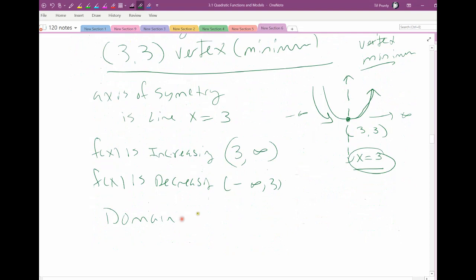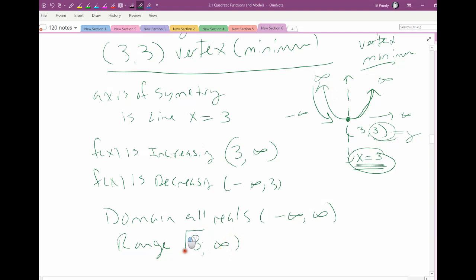Domain for quadratics is always all reals, so from negative infinity to positive infinity. Range, though, is not, because I have a low value or a high value. In this case, I have a low value. My low value happens to also be 3. It has to do with the y value. My low value here was the y value 3, and then it shoots up to infinity on both sides of that. So 3 is the lowest value my function hits. The lowest y value is 3, and then it shoots up on each side of 3. And so the range is 3 to infinity.